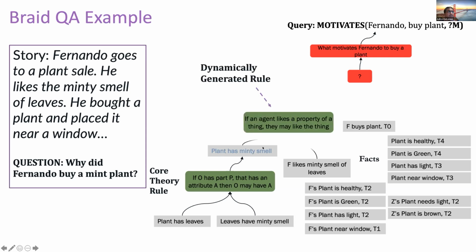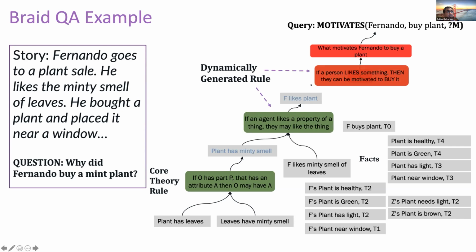And then we get this rule from the dynamic rule generation model. So this comes from the model trained on GLUCOSE data that if an agent likes the property of something, they might like the thing itself. Again, a very implicit rule. So in this particular case, the plants have a minty smell, and Fernando likes the minty smell of leaves, so maybe that's why he likes the plant.